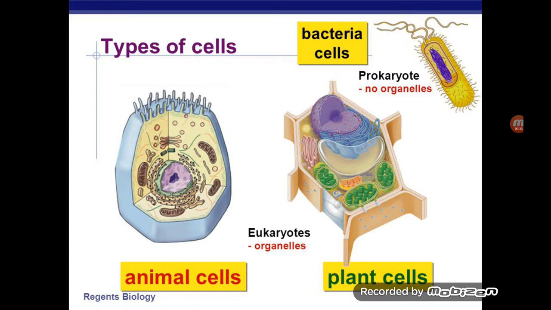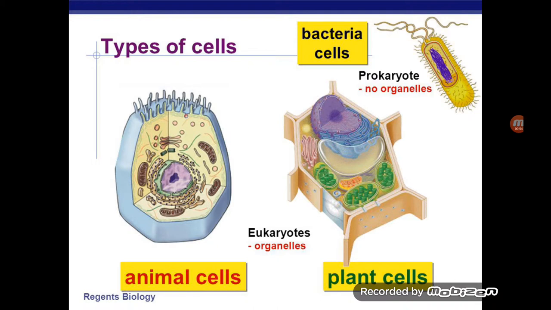Plant cells, exactly the same, but 3 extra. You've got the chloroplast, which is the site of photosynthesis. You've got the permanent vacuole, which contains the cell sap and makes the cell turgid, which means plump and firm. And you have the cell wall, which is made of cellulose and which strengthens the cell. So they are animal and plant cells.